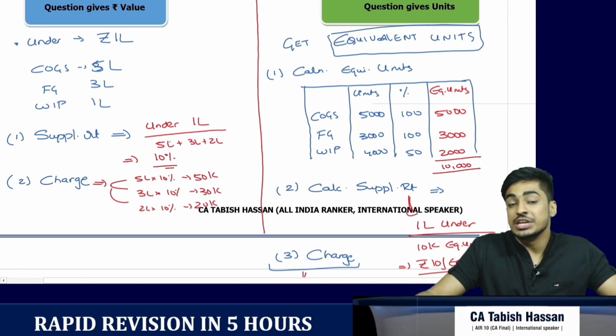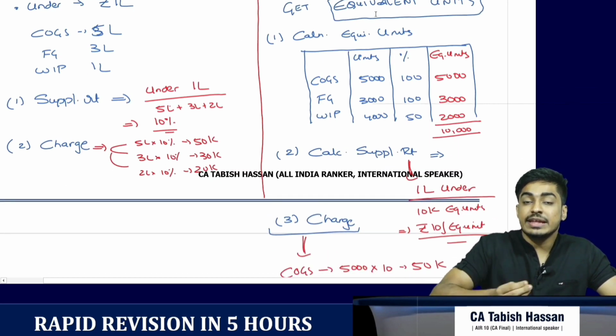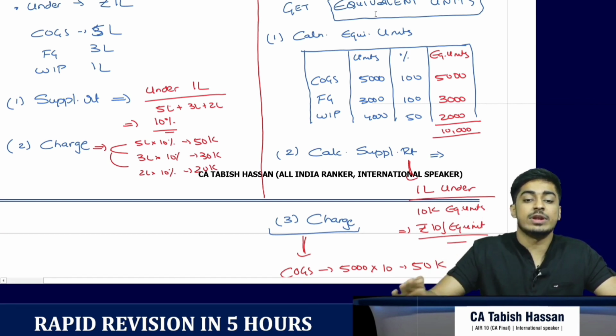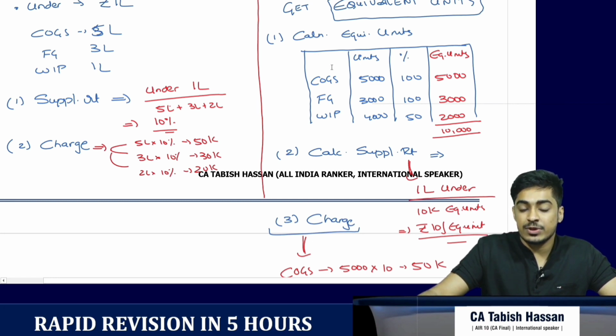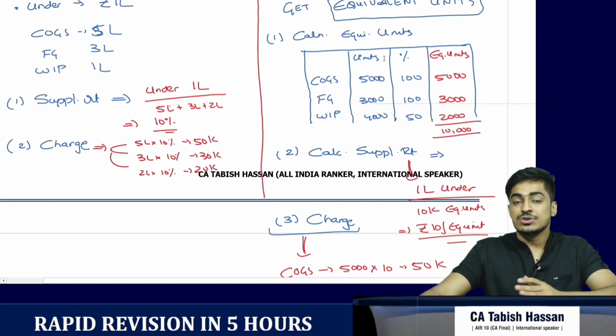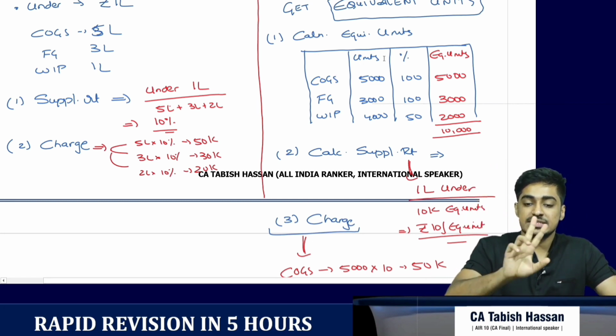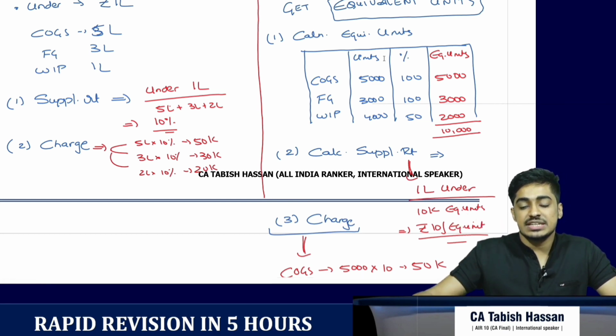And if the question gives us units, what we have to do is get equivalent units. Remember, it's not the units, you have to get the equivalent units. So how do we calculate equivalent units? The question will give us the units. The question will also give us the percentage completion. So units into percentage completion gives us the equivalent units.